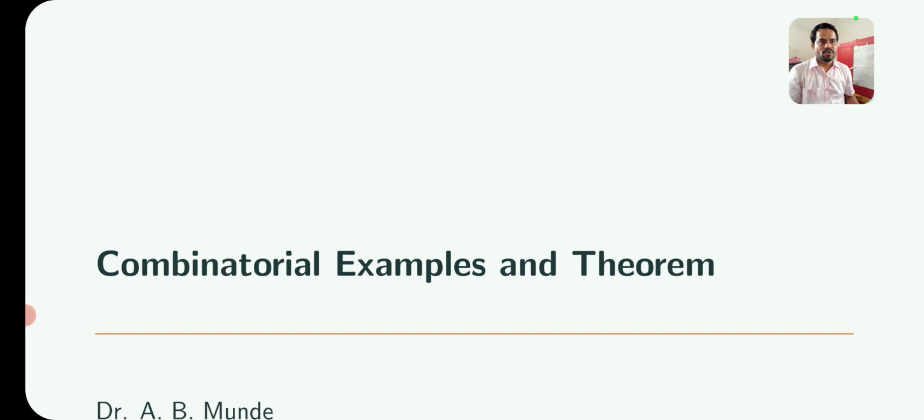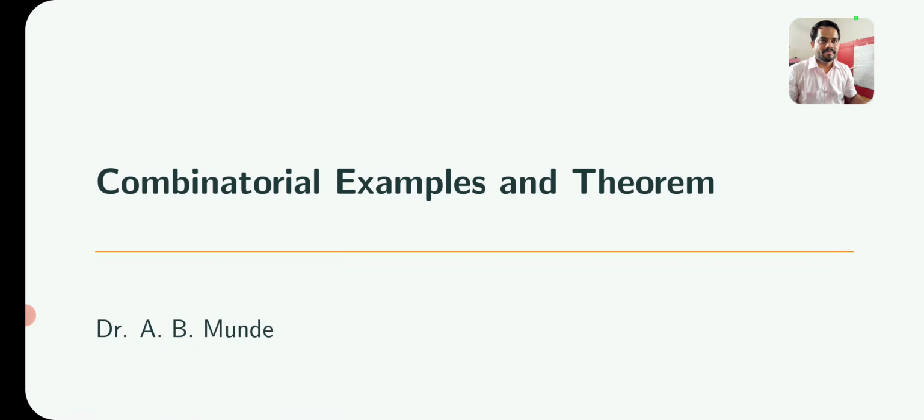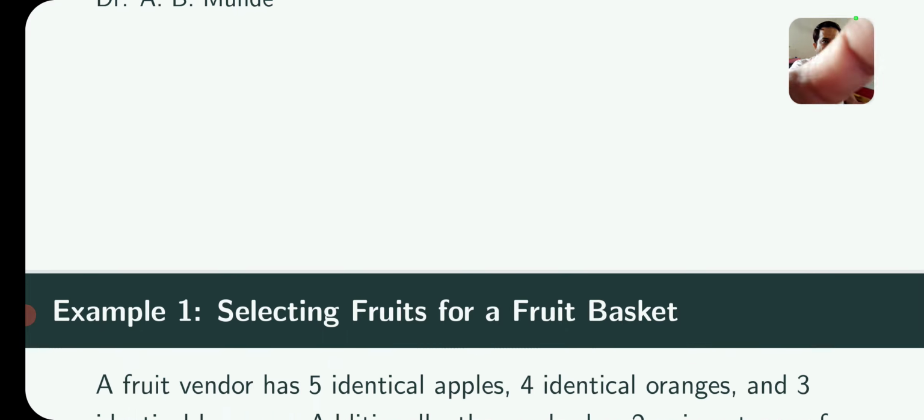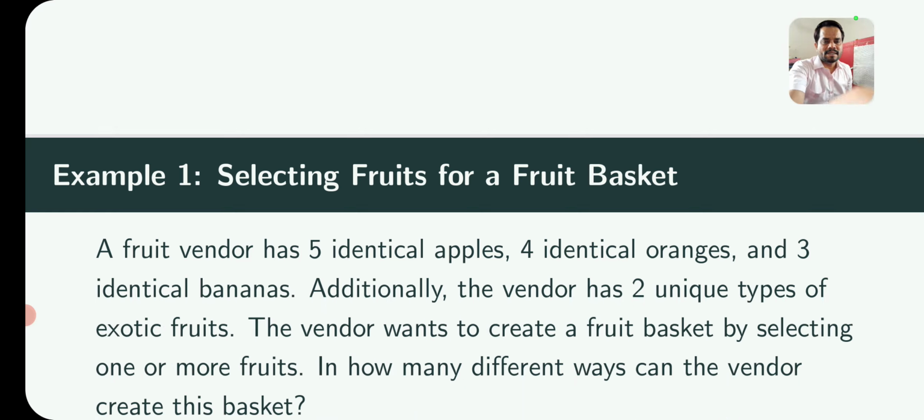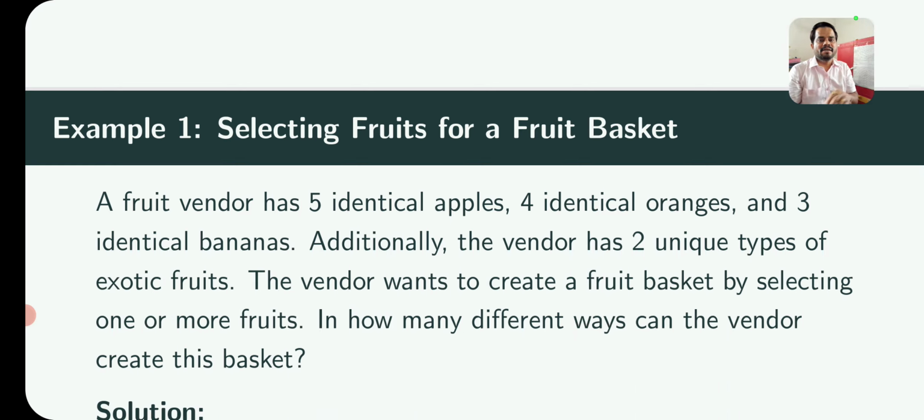So, in this lecture, we will discuss combinatorial examples by continuing the partition of a group, and some theorems. So let us see here. First example: selecting fruits for a fruit basket.